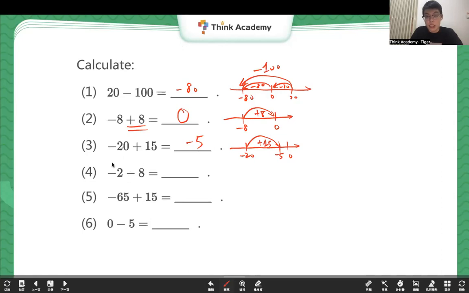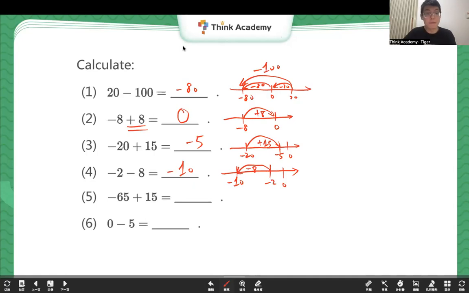And next I have minus 2 take away 8. So this is 0, this is minus 2. If I'm taking away 8, it's definitely moving to the left on the number line, right? So taking away 8 means moving 8 boxes to the left, which means that we are moving 8 boxes further from 0. So that's going to add up to a total of 10 boxes away from 0, which has the value of -10.